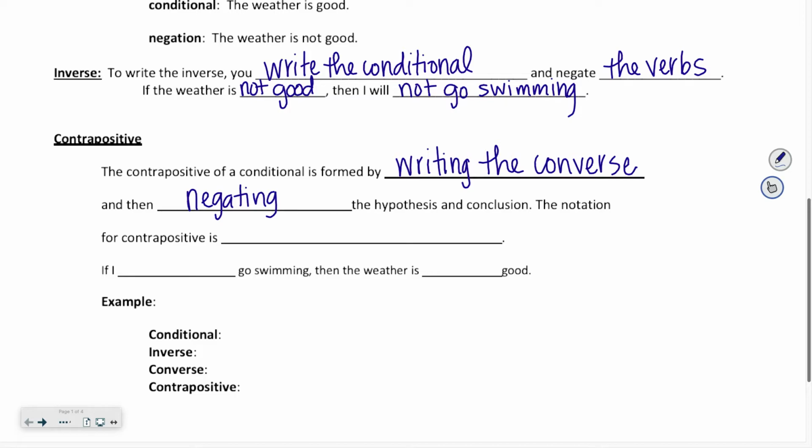So the original was P then Q, right? Converse, we did Q then P. Inverse, write this right here, not P, then not Q. So what is this one going to be? We're switching it and changing the verbs. Not Q, not P. Not Q, then not P.